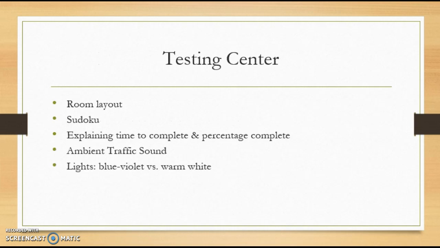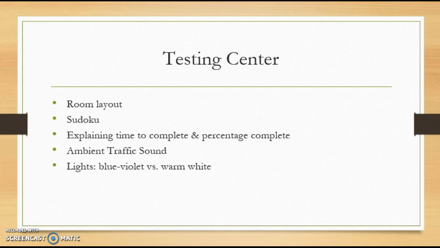To discuss some of those independent and control variables, our testing center had a lot to do with that. So the room layout stayed the same for every single person that came in. It was an office with a desk that they could do their task on, and then lights positioned around the room. The task was for them to complete a Sudoku. The Sudoku was the same Sudoku for every single participant. So that was a control variable that stayed the same.